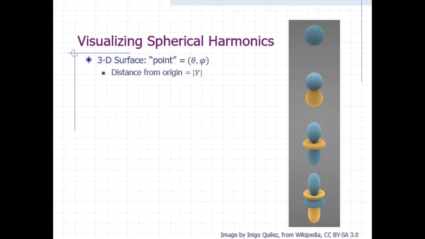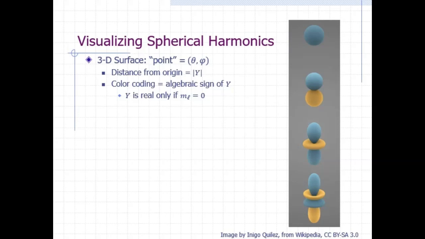If the plot is color-coded, different colors represent different algebraic signs. The color coding allows us to easily identify nodes, the locations where the function changes algebraic signs, if the values are real numbers. Note, however, that values of spherical harmonics are complex numbers in general. The values are real only if quantum number m sub L is 0.